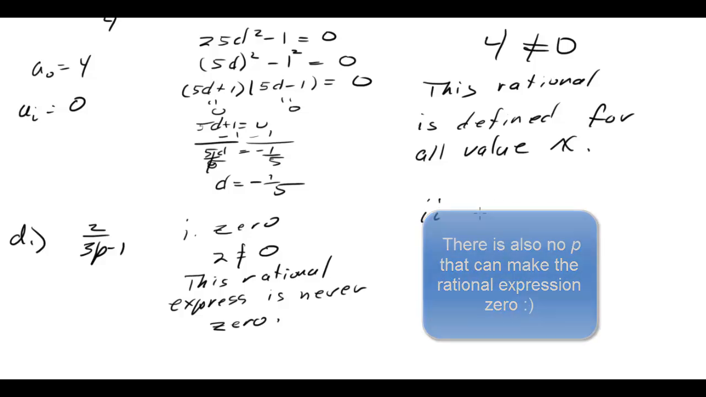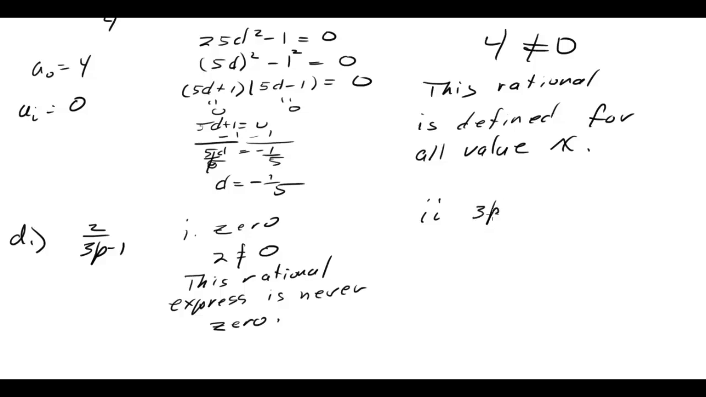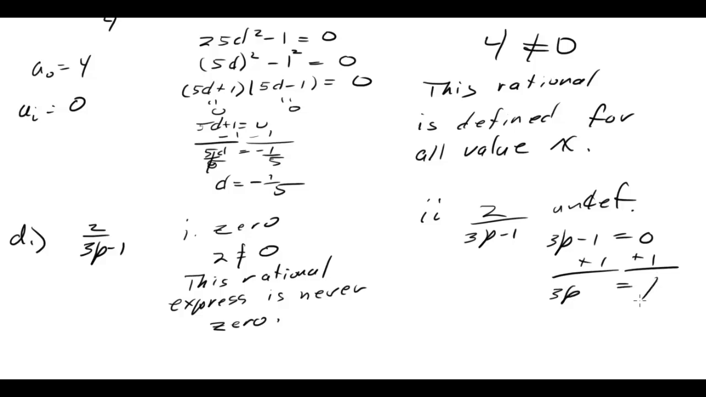Okay, well, it's undefined when the denominator is 0. I'm sorry, I actually flipped that. How about that? Sorry about that. 2 over 3p minus 1. And that's undefined when the denominator equals 0. So that's going to be 3p minus 1 equals 0. Add 1 to both sides, and I get 3p equals 1. Divide both sides by 3. And p equals 1/3. Okay.